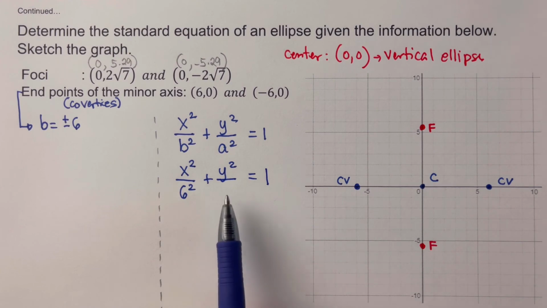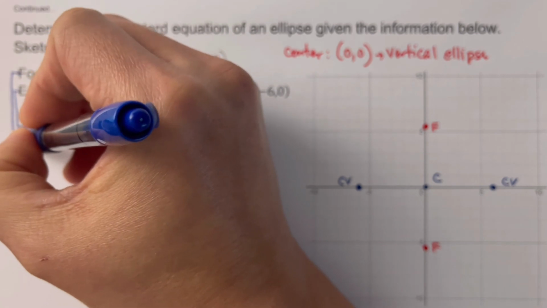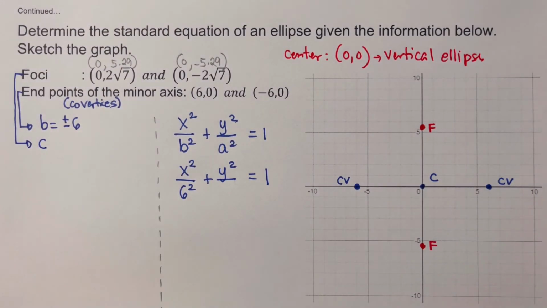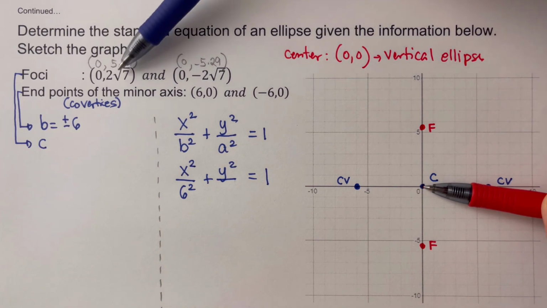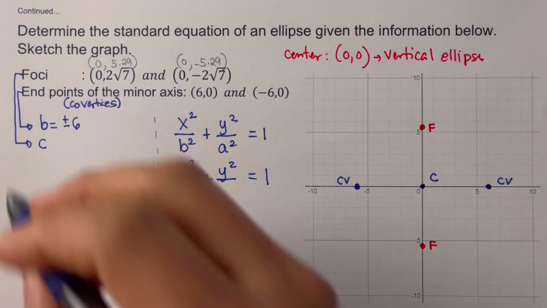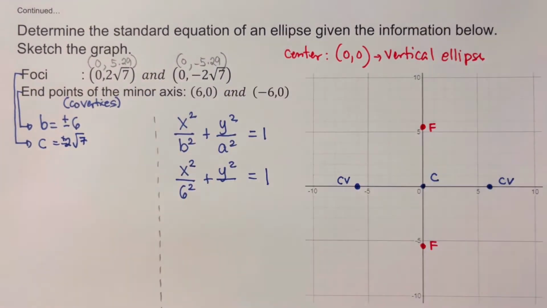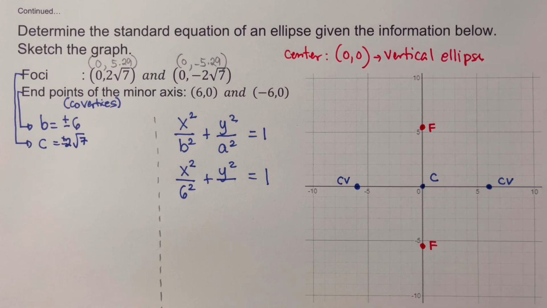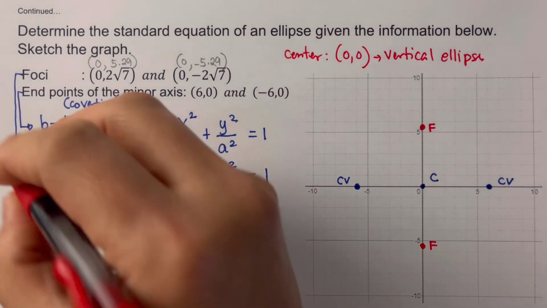Now, we don't know what the A is, but we can get the value for C, which is the distance from the center to the focus, since the focus is given to us. So the distance between these two is 2 square root of 7. So I can go ahead and write the distance for C right here. That's 2 square root of 7. So this tells us that we can solve for A using the equation C squared equals A squared minus B squared. And once we have the A, we can plug it in here, and that would be the equation for this problem. So I'm going to show the work on how to solve for A.